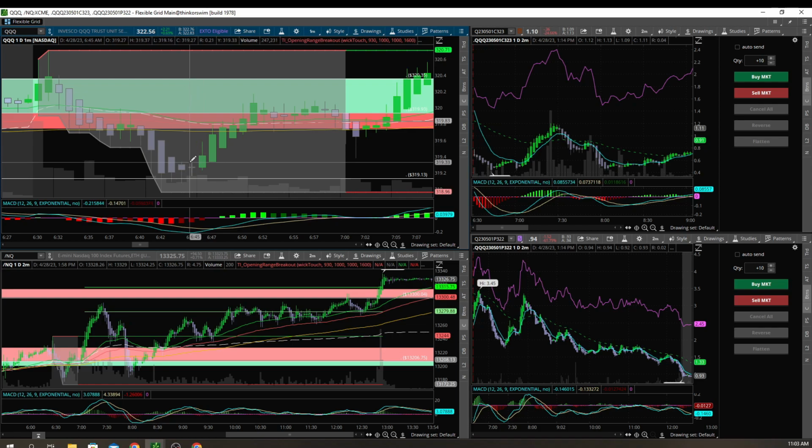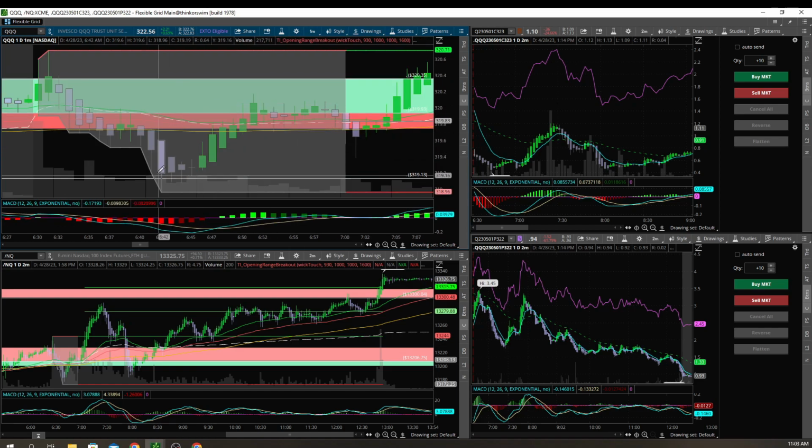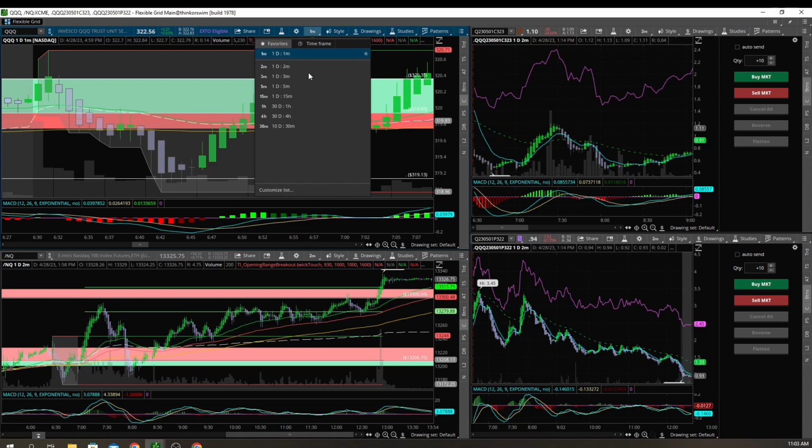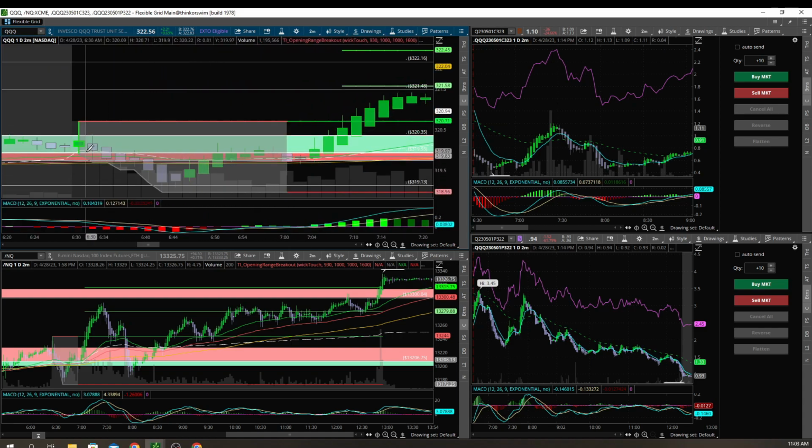So 6:45 would have been a perfect time to realize that this is holding support. Take an entry there and then just ride it back up. Now when you're doing this in the 1 minute, it looks a lot better, or a lot worse, than the 2 minute. The 2 minute looks pretty good here.